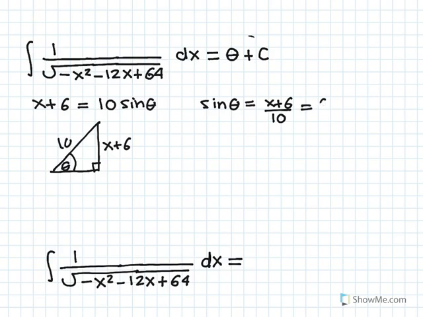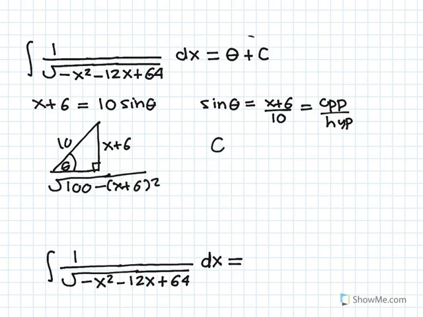So sine is opposite over hypotenuse. That's how we create this triangle. If you have cosine, it's adjacent over hypotenuse. If it's tangent, it's opposite over adjacent. So just label the opposite side as x plus 6. The hypotenuse is 10. Then we apply Pythagoras to solve for the missing side. So we get root of 100 minus x plus 6 squared.